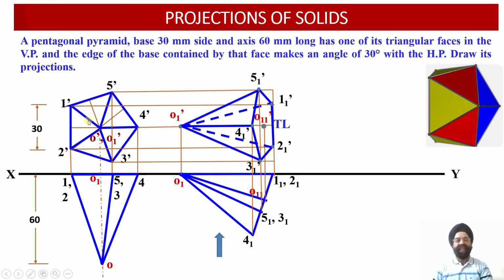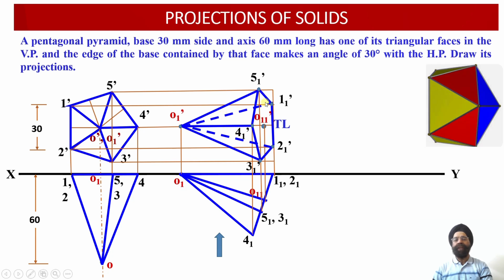So what is this slant edge? O dash, 1 dash and 2 dash. This was the slant triangular surface over there. So in the front view, now you can see in the transformed view, here we have got O1 dash, 1 1 dash and 2 1 dash. So this is the triangular surface which is contained by the vertical plane.